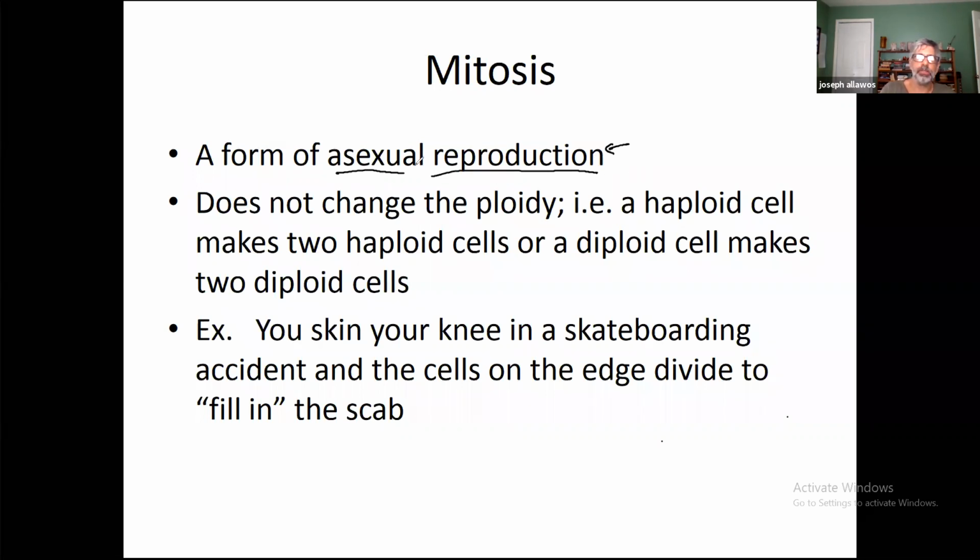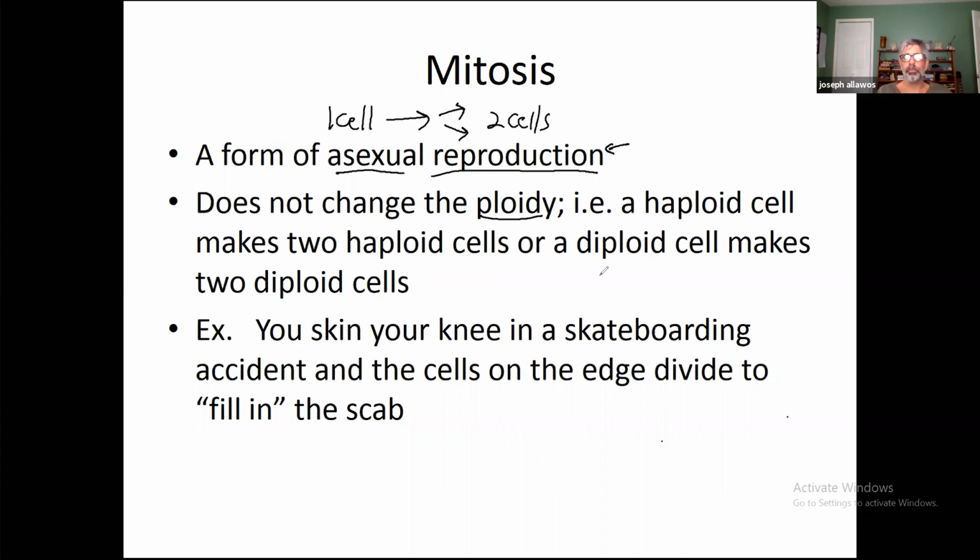The fact of the matter is, what mitosis does is it takes one cell and it makes two cells. It doesn't change the ploidy. In other words, a haploid cell makes two haploid cells, or a diploid cell makes two diploid cells. Both haploid and diploid cells can do mitosis in theory. In our bodies, the cells that are doing mitosis are diploid because all of our cells are diploid except for sperm and eggs. And in our bodies, sperm and eggs don't do mitosis.